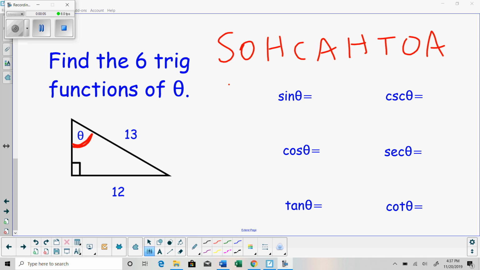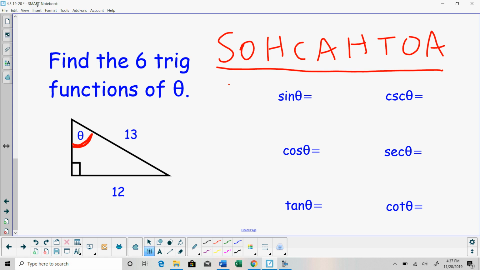We are continuing our look at section 4.3 on using right triangle trig, and we did talk in class about using SOHCAHTOA. Sine is the opposite over hypotenuse, cosine is the adjacent over hypotenuse, and tangent is the opposite over the adjacent. So if we're trying to find the 6 trig functions of this angle theta here, then we are going to need to use SOHCAHTOA.